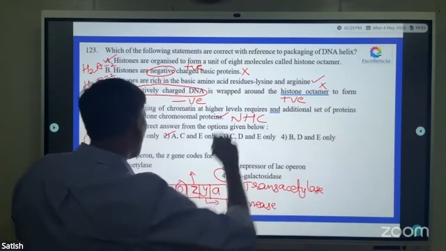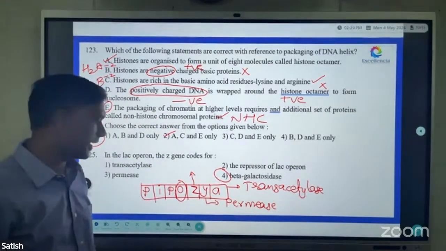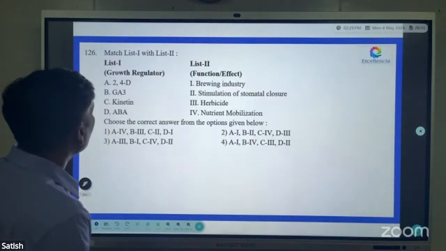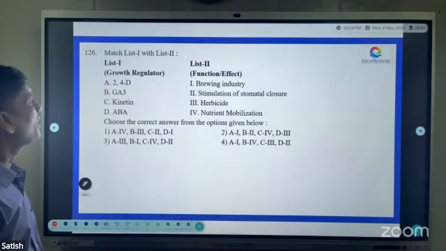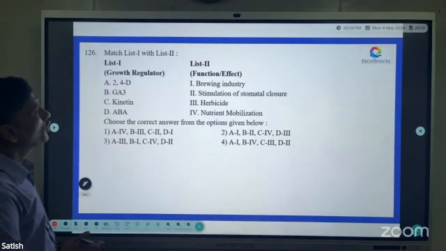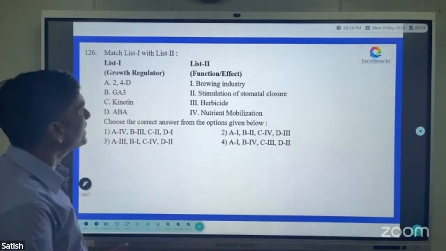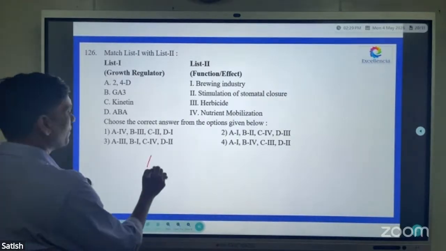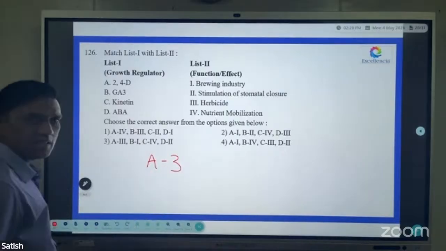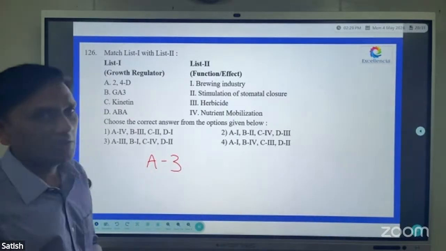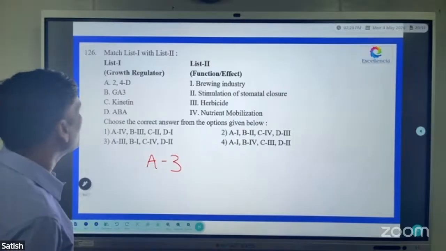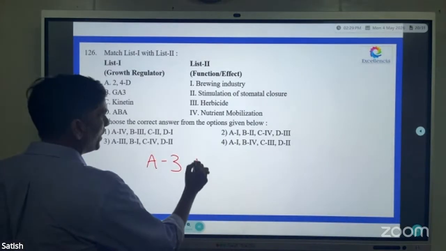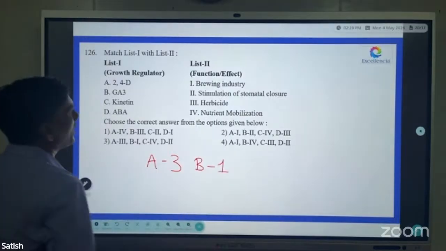So the answer for 125 is the fourth option. Next question. Match the following, related to plant growth and development. 2,4-D, 2,4-dichlorophenoxyacetic acid, is a synthetic auxin which is mainly used as a herbicide, A3. Then GA3, gibberellic acid, is useful to speed up the malting process in the brewing industry during the production of alcoholic beverages. So B1. Next one, kinetin.